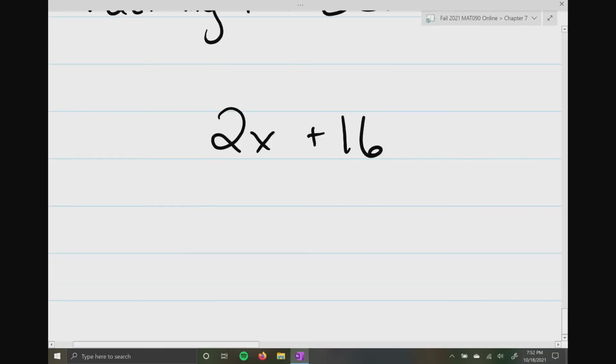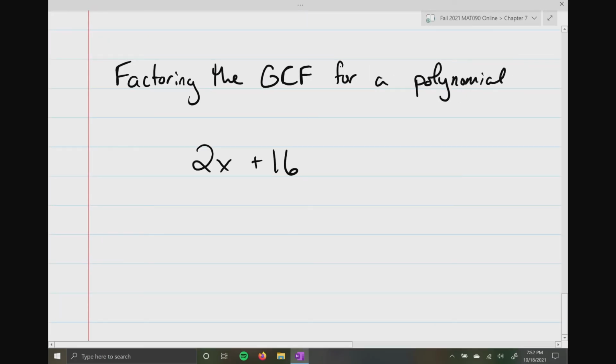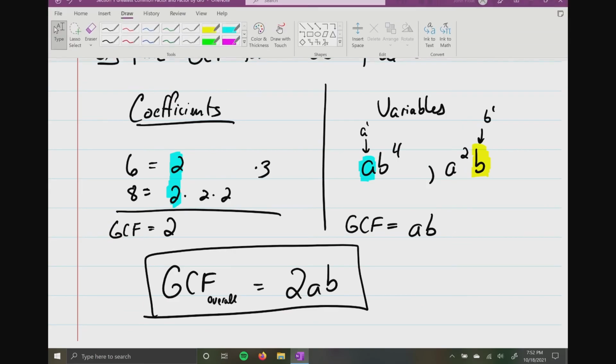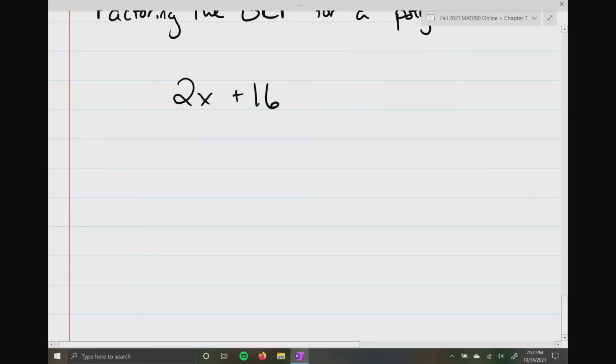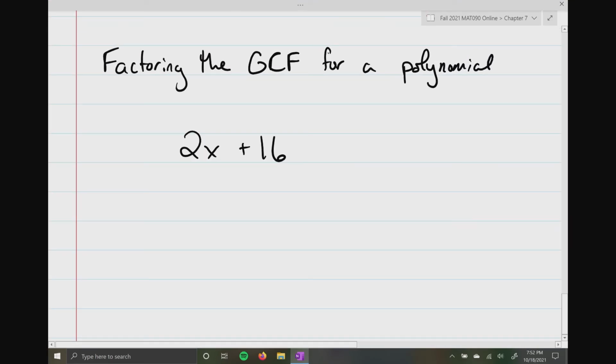Boy, I already wrote a lot. All right, so here we go. We want to factor... Oh, geez. Don't you hate when that happens? So we want to factor the GCF for this polynomial. Here's our example: 2x plus 16. The first thing I'm going to do is ask myself, and it's always 2 steps. So factoring out the GCF. Let me write it off to the right-hand side.